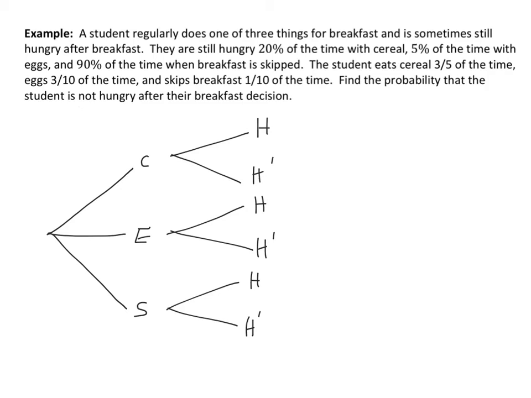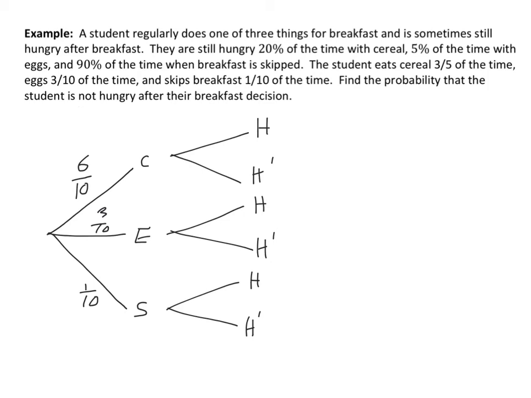So the probability of them eating cereal is 3/5. The probability of them having eggs is 3/10. And the probability of them skipping breakfast is 1/10. I just realized this top probability is 3/5. It might be nice if I change this into 6/10, just so that I can see all of these as really similar things. It might make the adding at the end easier. If you did it as 3/5, that's fine.